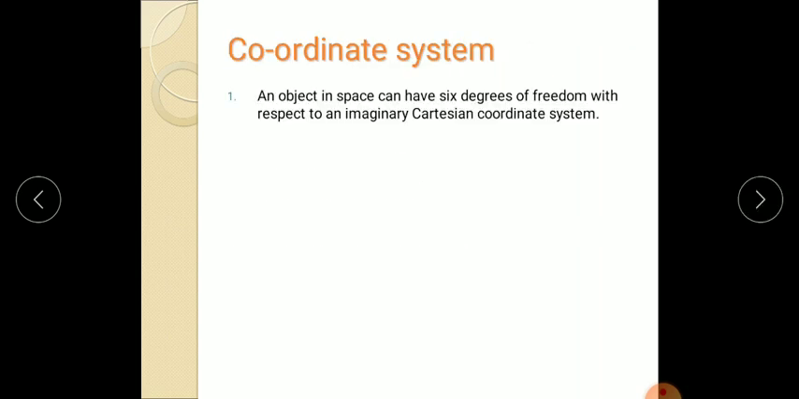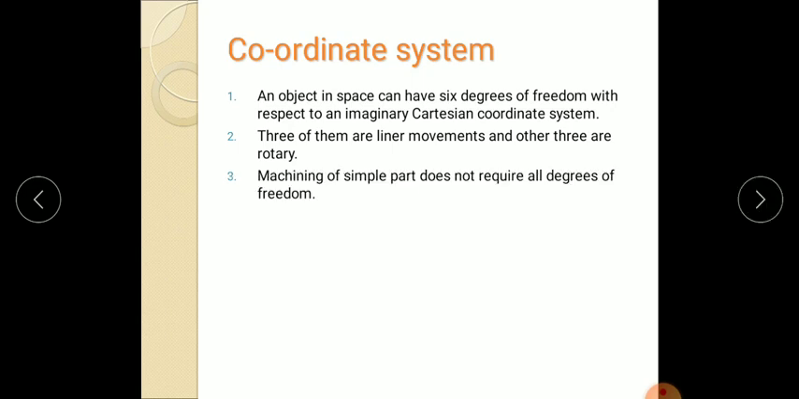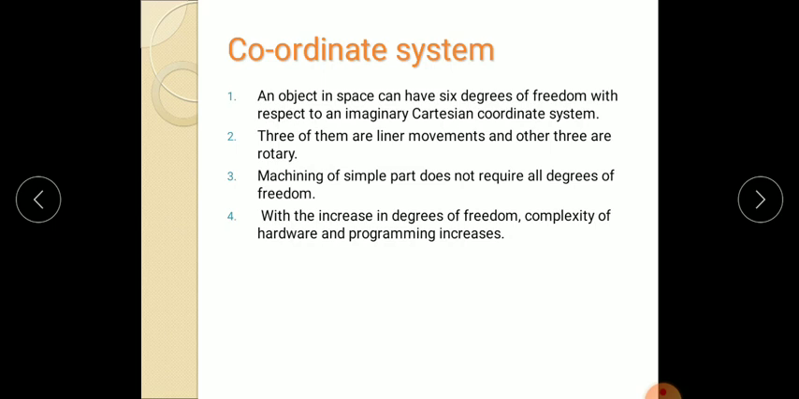Next, coordinate system. What is a coordinate system? An object which can move in any direction has 6 degrees of freedom with respect to the imaginary Cartesian coordinate system. Three of them are linear movements and three of them are rotary movements. Machining of simple parts does not require all degrees of freedom. With the increase of degrees of freedom, the complexity of hardware and programming increases. So as the degrees of freedom increase from 3 to 6, the complexity of the parts varies. The number of degrees of freedom depends upon the axes of the machine.